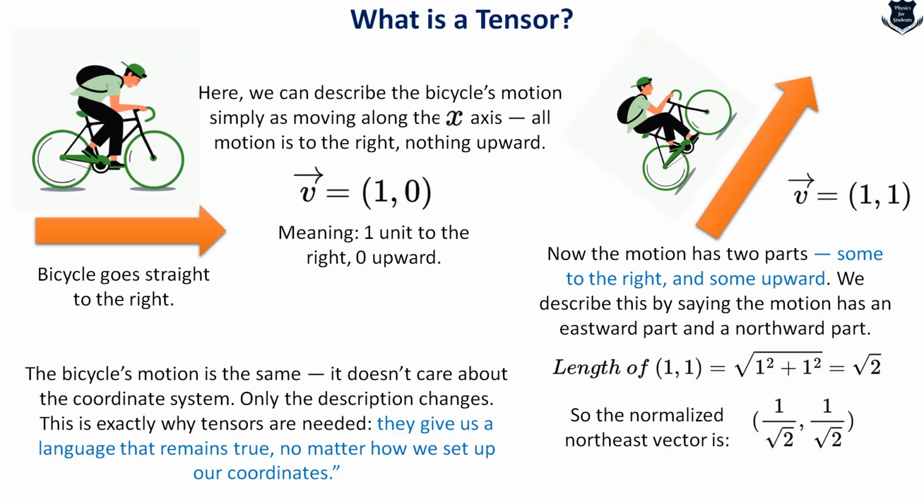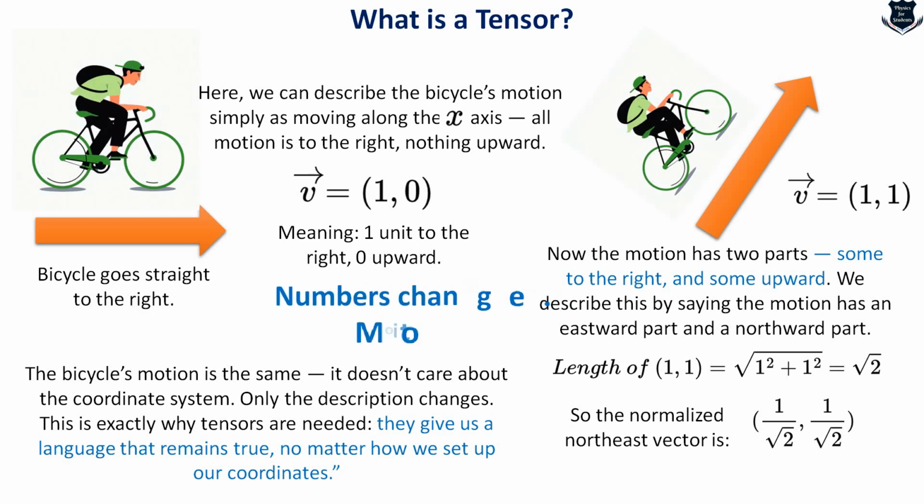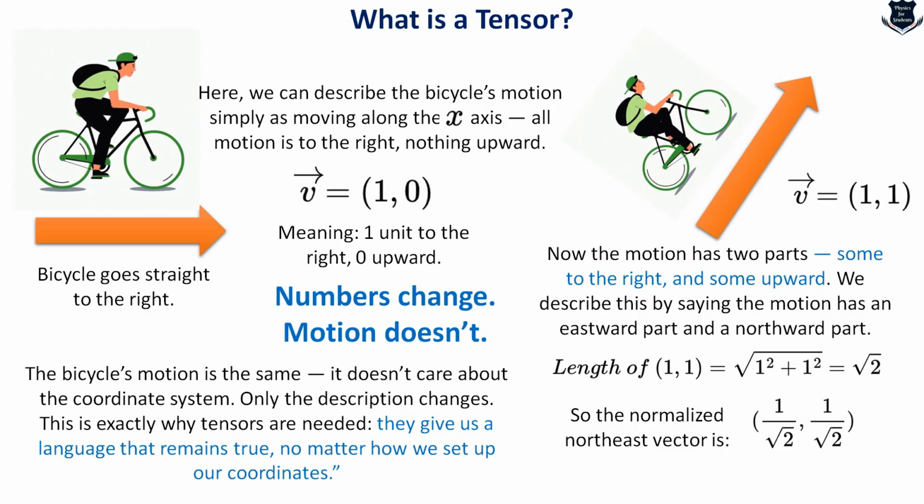So what is that language? That is what tensors are, no matter how we set up the coordinates. So from here what we can say is that the numbers change but the motion actually remains the same, and technically we call this something invariant.